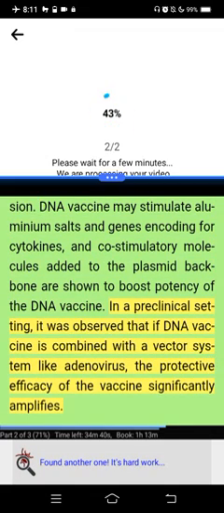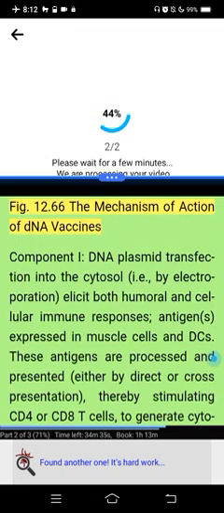In a preclinical setting, it was observed that if DNA vaccine is combined with a vector system like adenovirus, the protective efficacy of the vaccine significantly amplifies. Figure 12.66: The mechanism of action of DNA vaccines.